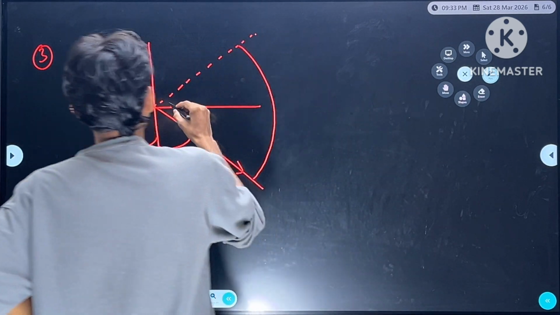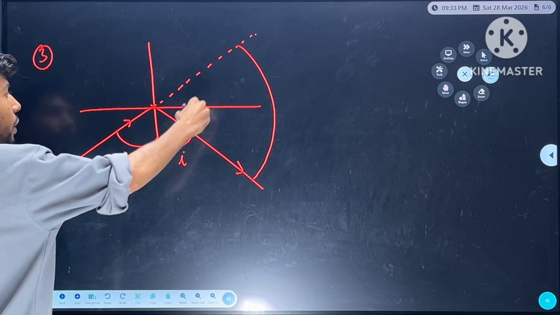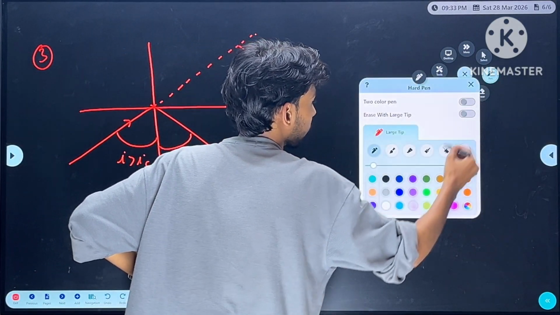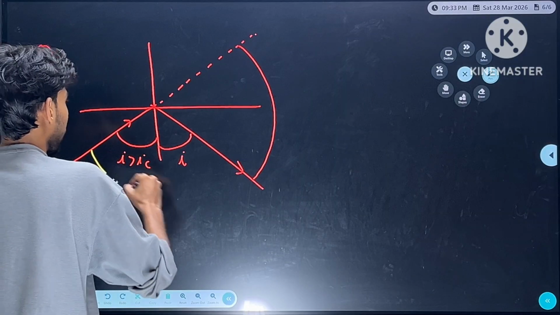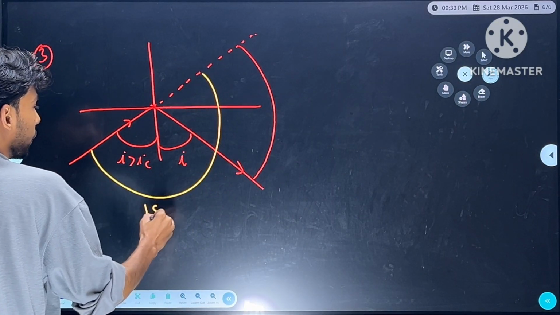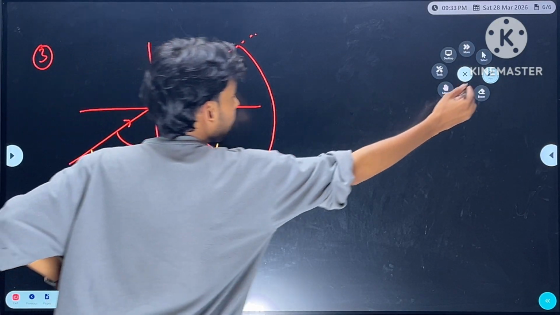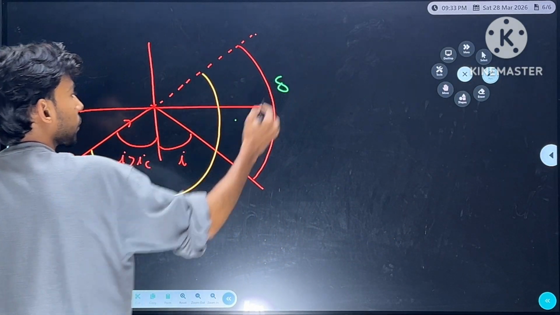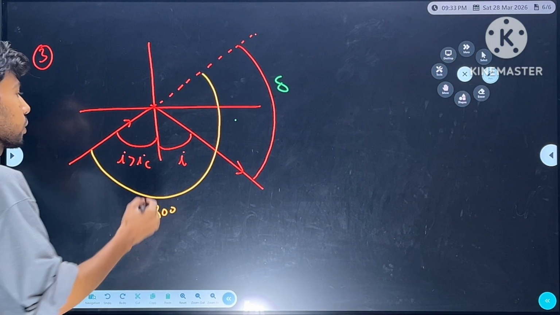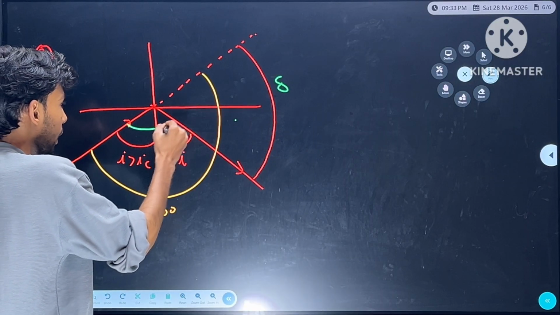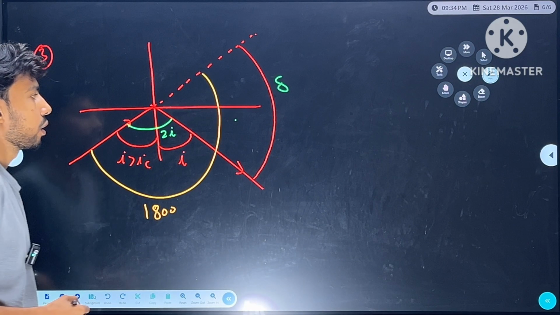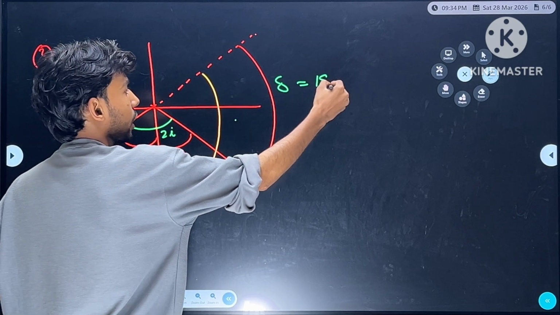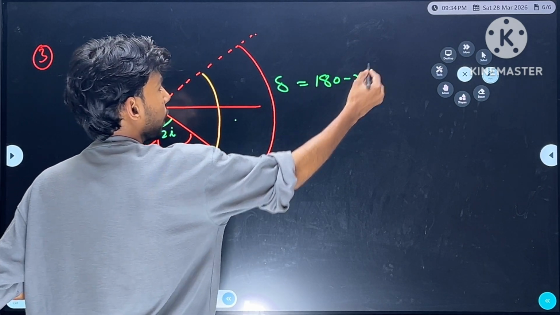So what will be this angle if you calculate? If you see the angle formed on this straight line, this total angle if you measure, how much is it? 180 degrees. But I have to find which angle? This delta angle. So what should be the value of this delta? That small angle I plus I is equal to 2I. So if you subtract this angle from 180, you will get delta. So delta I can write as 180 minus 2I.